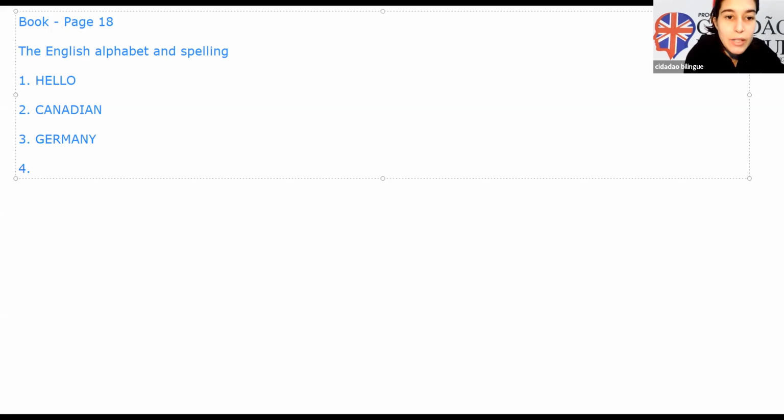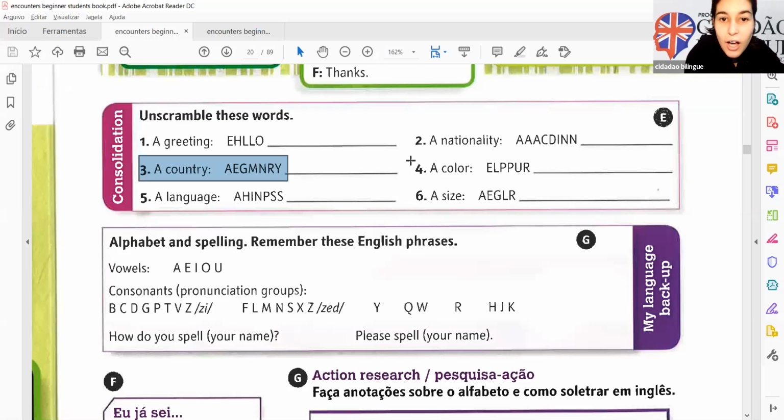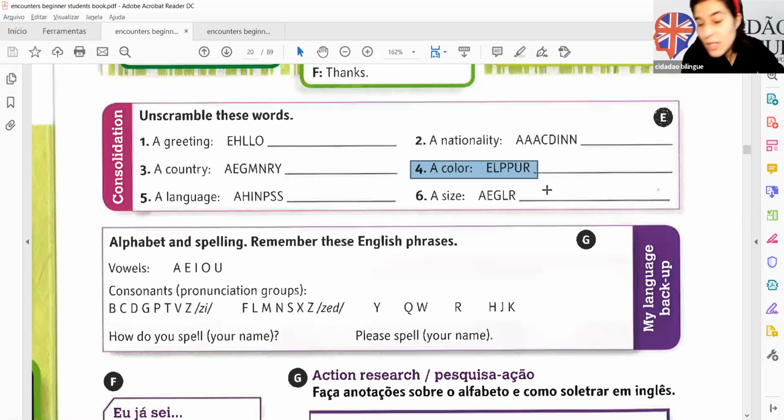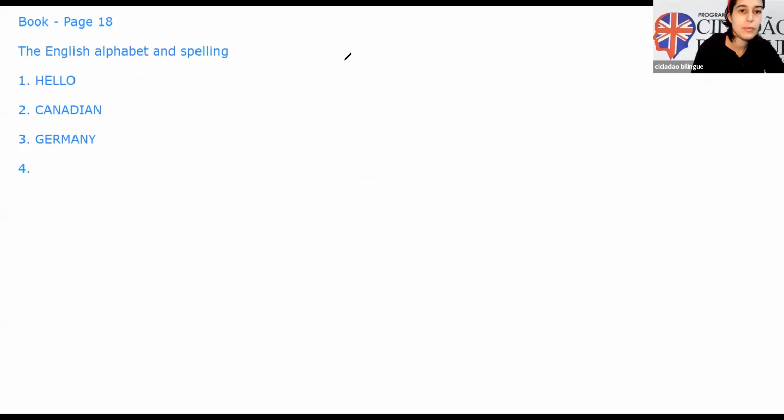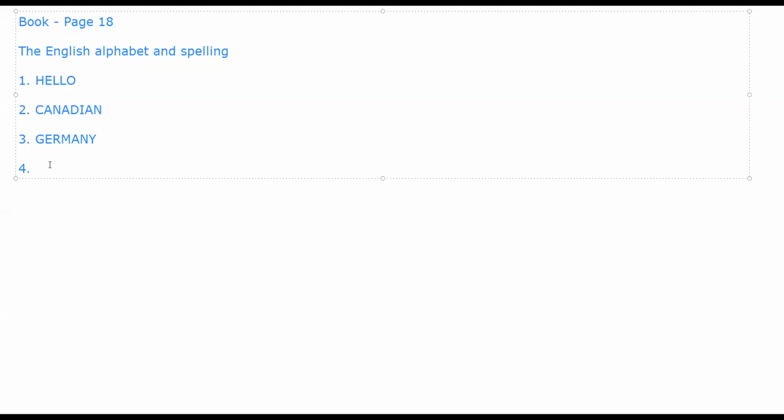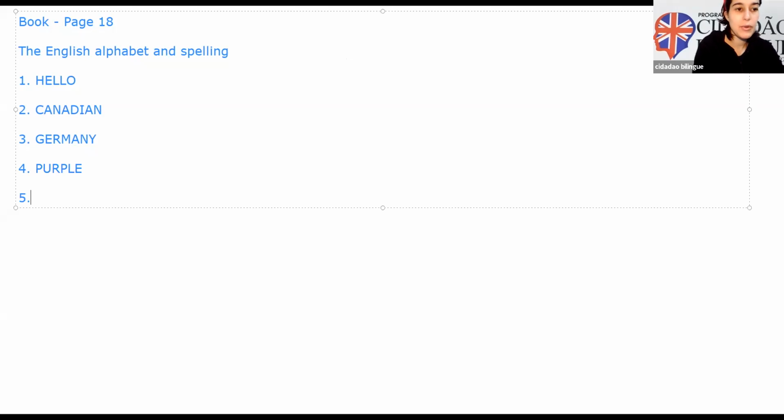Okay, continuing. Number four, a color. Larissa, what's this color? É o roxo, purple. Yes, purple. Okay, we have purple on number four.